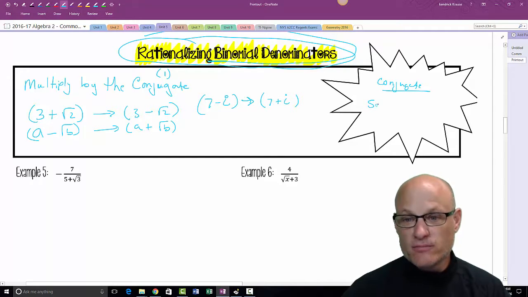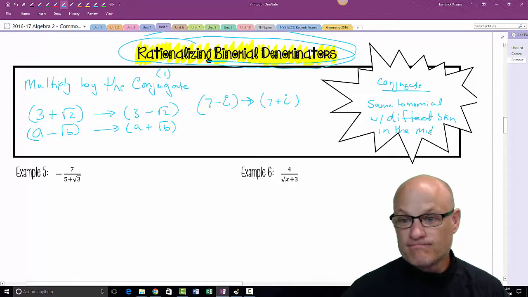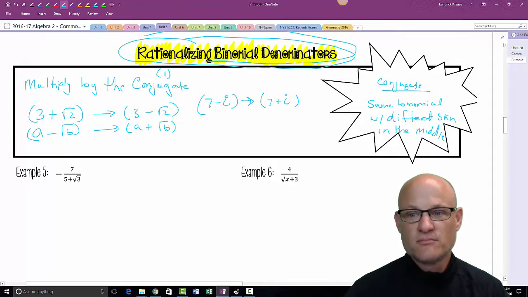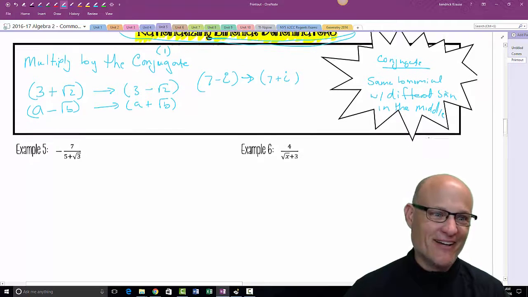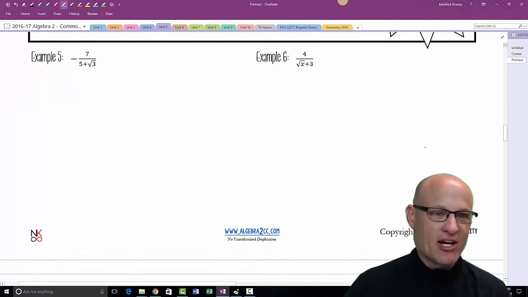Same binomial with different sign in the middle. Some seriously awesome penmanship there. I know, it's exciting. All right, let's talk about this baby.